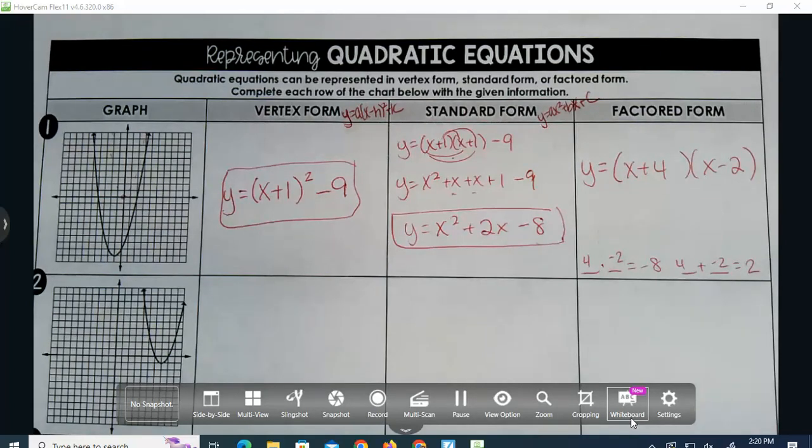We can also look at this. On this graph, what are the solutions? The x-intercepts? Positive 2 and negative 4. Look at my factored form. What makes x plus 4 equal 0? Negative 4. What makes x minus 2 equal 0? Positive 2. So this is all related.